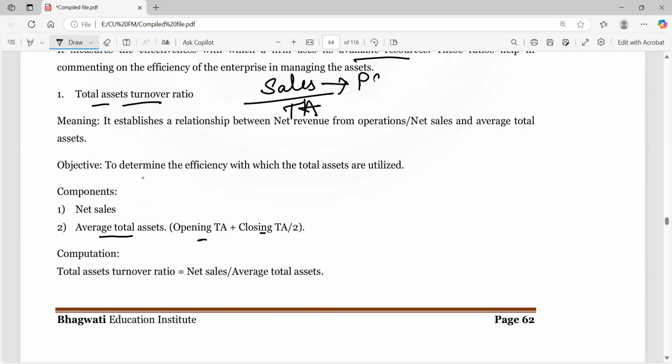So sales is a P&L figure which is incurred throughout the year. Total asset is a balance sheet figure which is at a particular point of time. This is a figure on 31st March. On this particular day, what is the total asset? That is what is measured in the balance sheet. But P&L is prepared over a period of time. So this figure is over a period of time. This is a point in time figure. So on the denominator also, we have to take the average if relevant information is given in the question. Is it clear? Any doubt on this?